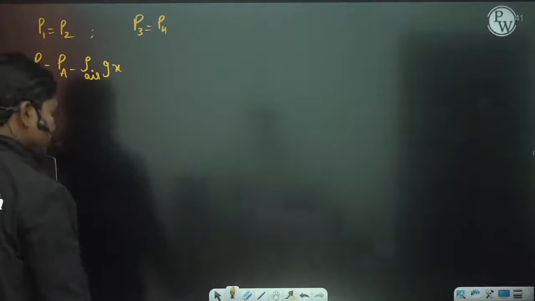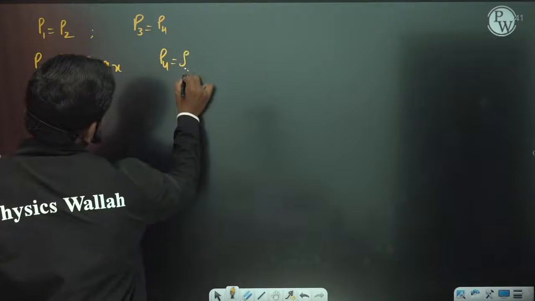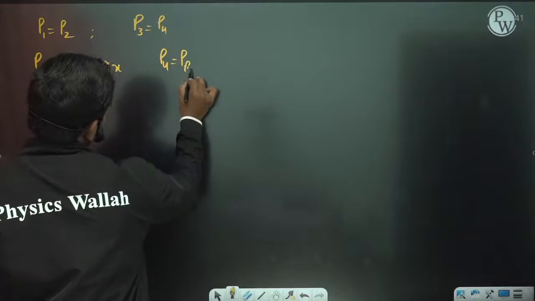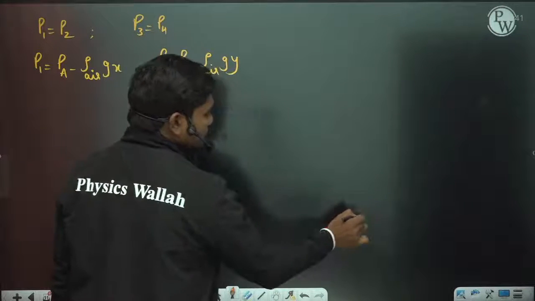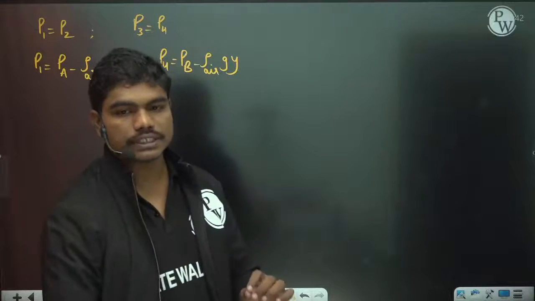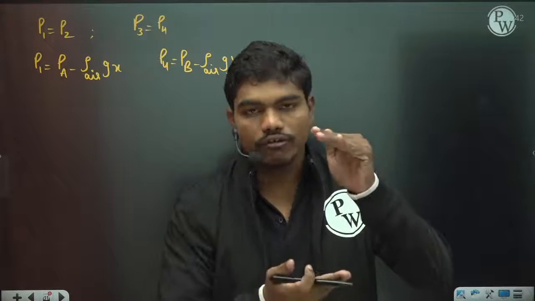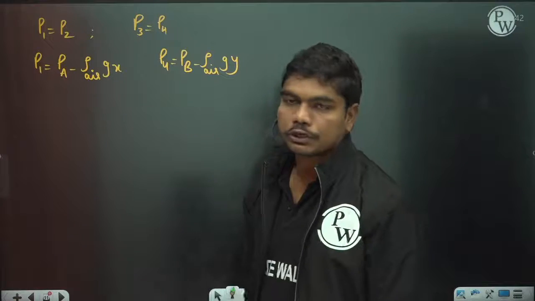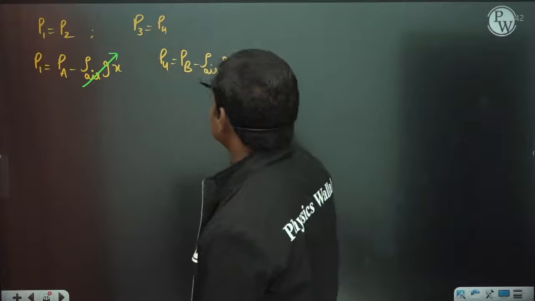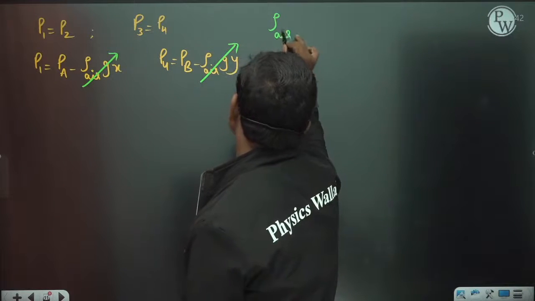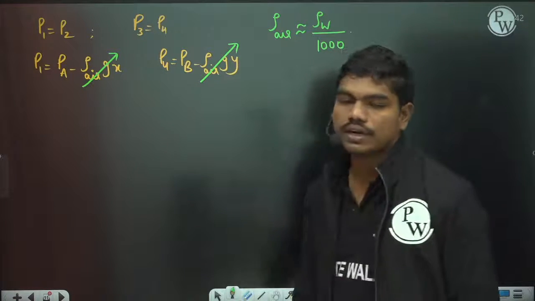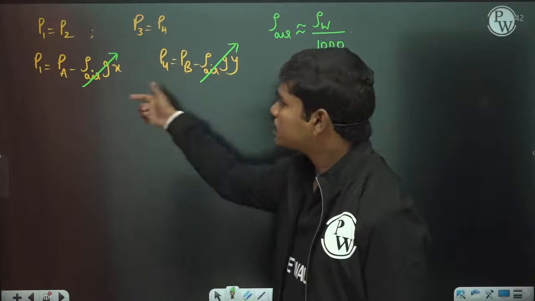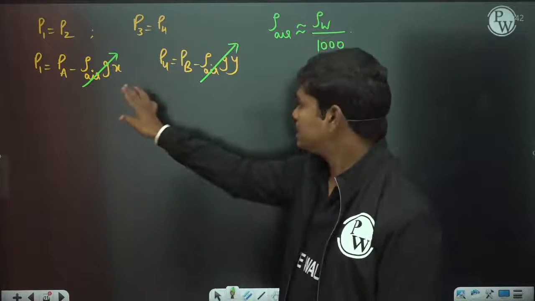Similarly, here P4 is equal to PB minus rho A g Y. But generally, comparatively, coming to the water columns, the air column's pressure difference is very small, correct? If you take the pressure difference due to air and also due to water, these values are very small, because the density of air is almost the density of water divided by 1000. So these magnitudes are almost 1/1000 of the magnitudes due to the water column. That's why we are generally neglecting these quantities.